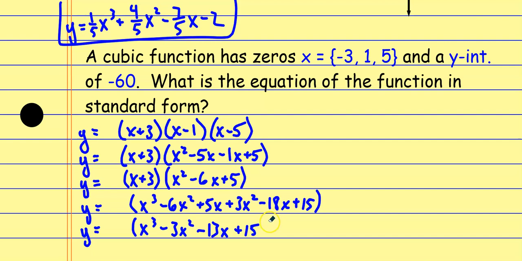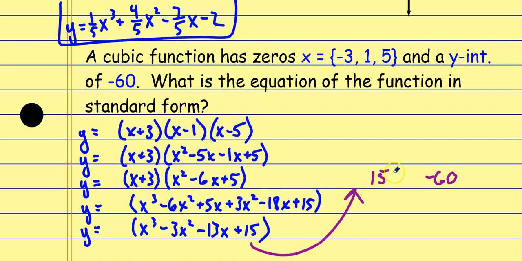Whew, I'm amazing. I'm incredible at this. But now wait a minute, my y-intercept is not right. See, if you can see right here, right now my y-intercept's a 15. But the y-intercept is supposed to be a -60. So I have to ask myself, how do I turn that 15 into a -60? I've got to multiply by -4.